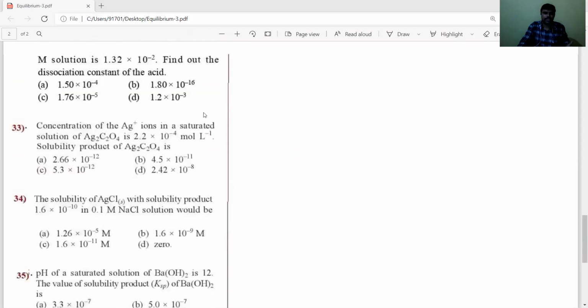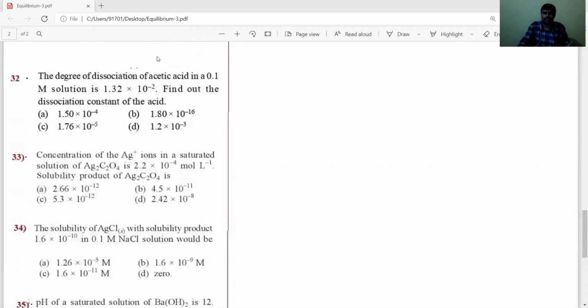Okay, next question, dear students. Listen carefully. How to solve this question? The degree of dissociation of acetic acid, the Ka value they gave for a 0.1 molar solution. Sorry, the degree of dissociation they gave is 1.32 into 10 to the power of -2. Find out the dissociation constant. The Ka value they asked.